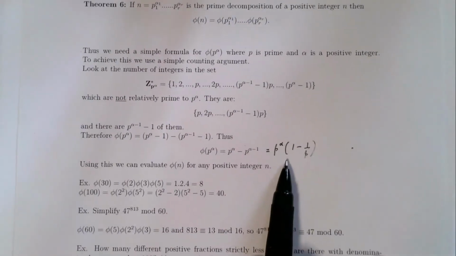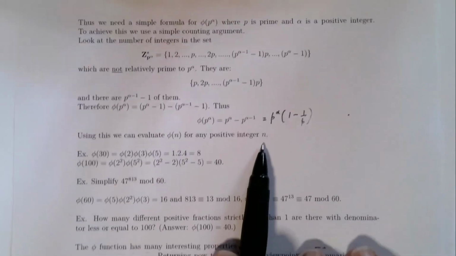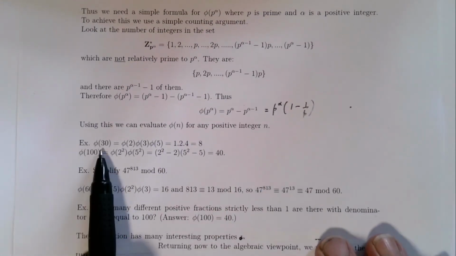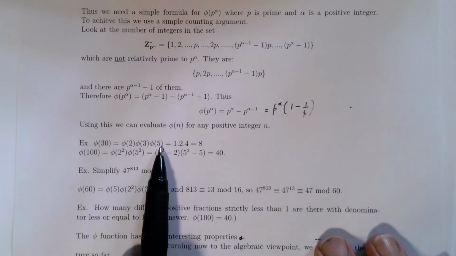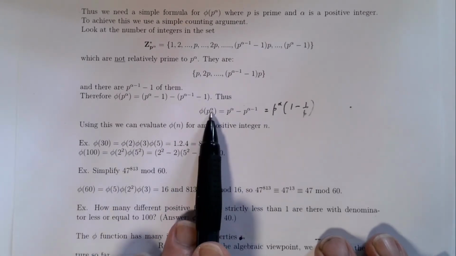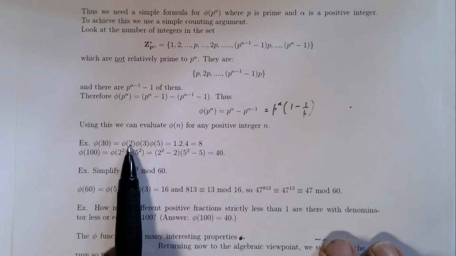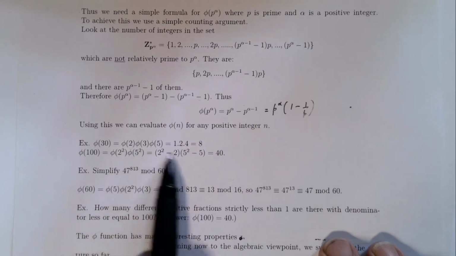Now we can use the formula to evaluate phi of n for any integer n. So phi of 30, we just take 30 and prime factorise it. Now if you put alpha to be 1 in here, then phi of p of course is just p minus 1, as common sense would tell you anyway. So phi of 2 is 1, phi of 3 is 2, phi of 5 is 4, multiply these and you get 8.